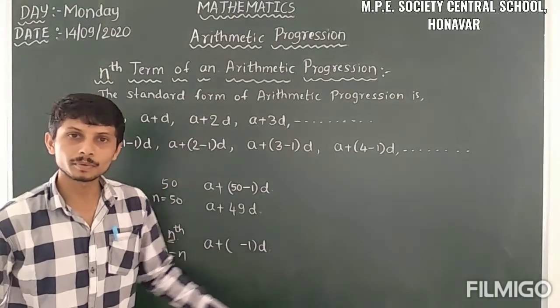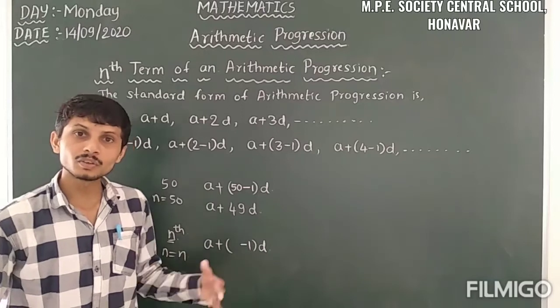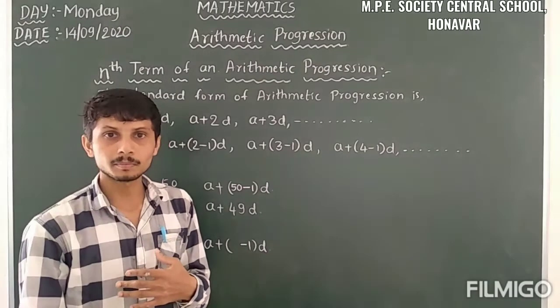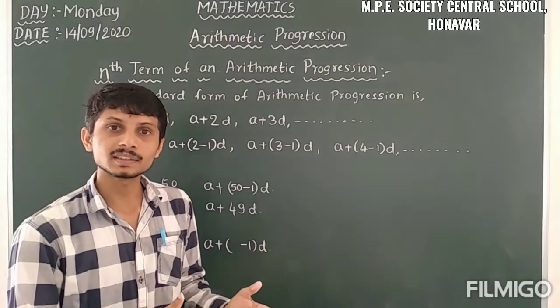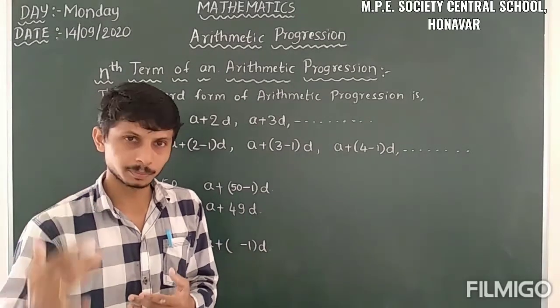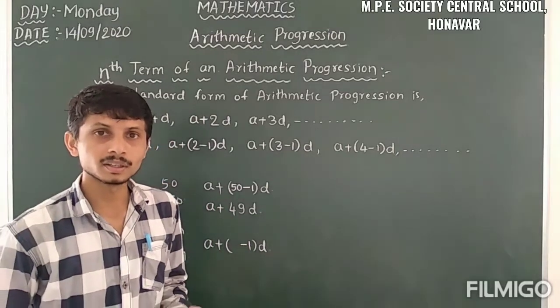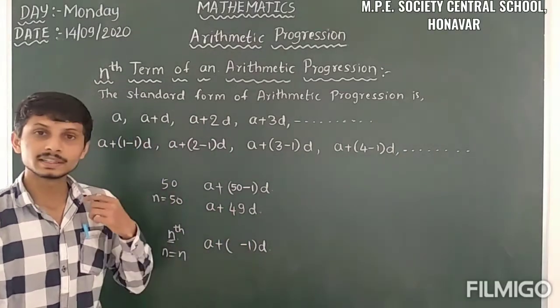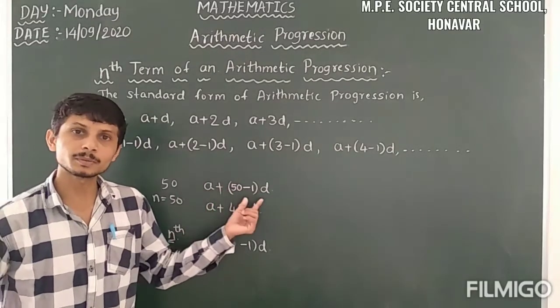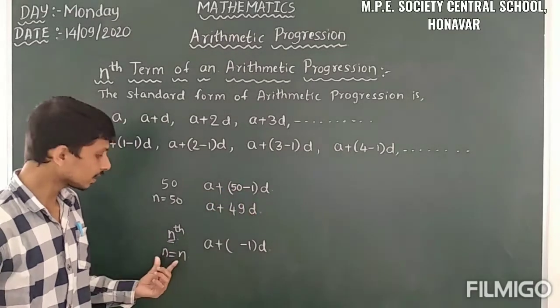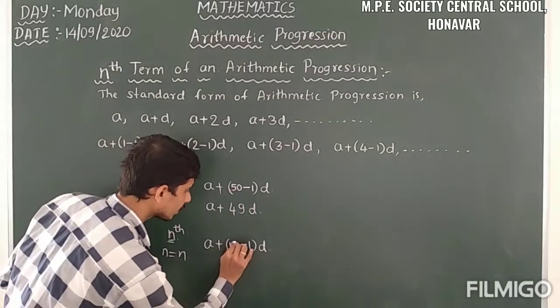So these terms are common. But what is the difference here? We have to take that number, that means which number it is. Whether it is the nth number, the 50th number, the 51st number, or the 100th number, that value we have to insert here. So here 50 is there, I just substituted 50 in this place. Here n is there, that's why I will take n.